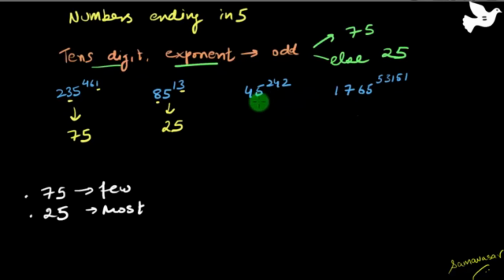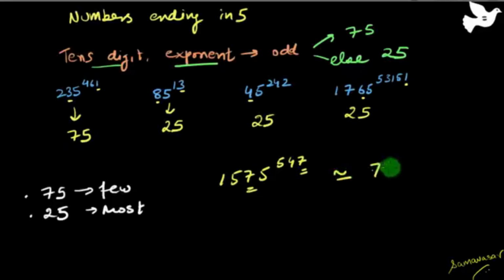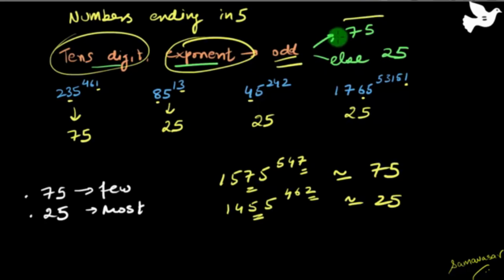Again, here the tens digit is even. So whenever one of these is even, it will end in 25. Now here, this is even and this is odd. Again, 25. So now if I give you something like 1575 raised to the power 547, you would know that this is odd and this is also odd, so it will end in 75. Similarly, if I give you 1455 raised to the power 462, this is odd but this is even, so it ends in 25. So whenever the tens digit and the exponent are both odd, it will end in 75. In all the other cases, it will be 25. Fairly simple.